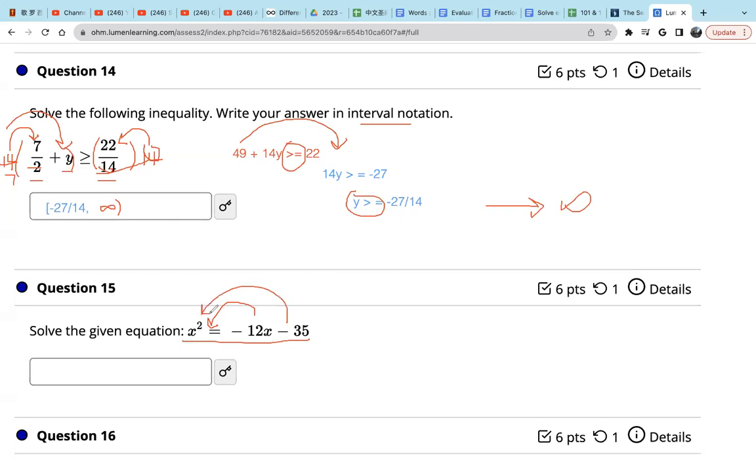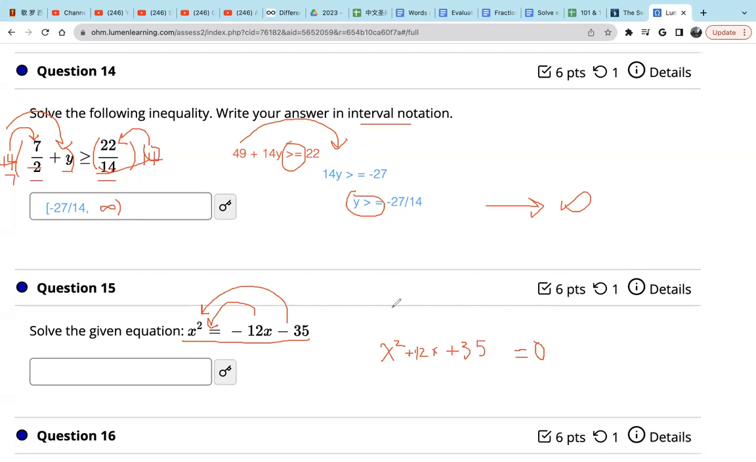Everybody to one side. So leave one side to be 0. So what do we get? We get x squared. Negative 20x move to the other side, become positive 12x. Then negative 35 move to the other side, become positive 35.